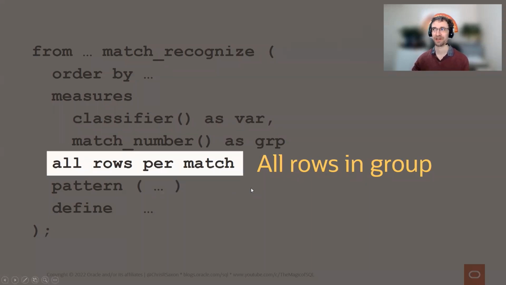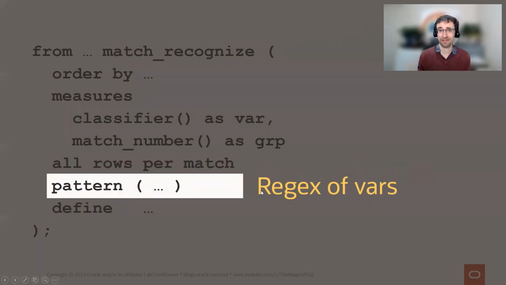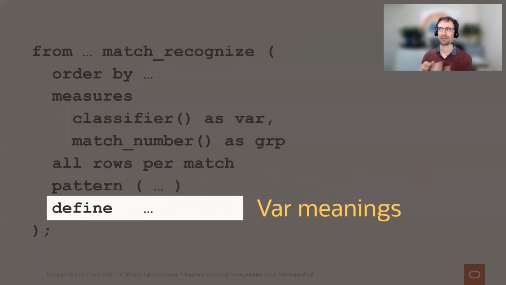Next, we come to the real core, the real engine of pattern matching, and that is the pattern clause. This is where our lovely regular expression comes in. We're going to have some pattern variables and regular expressions involving those. We're going to see lots of examples of how this works. And of course, if we've got pattern variables, what are they? What do they mean? We need to define them, and we do that in the define clause.